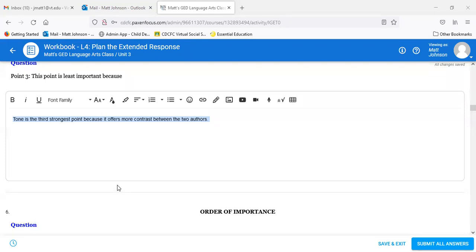So with the tone, you're not just pointing out that this person's tone is this and this person's tone is that. You want to say, Jones's tone is better than Cliff's because he offers an optimistic, such and such and such. We're going to get into that more.